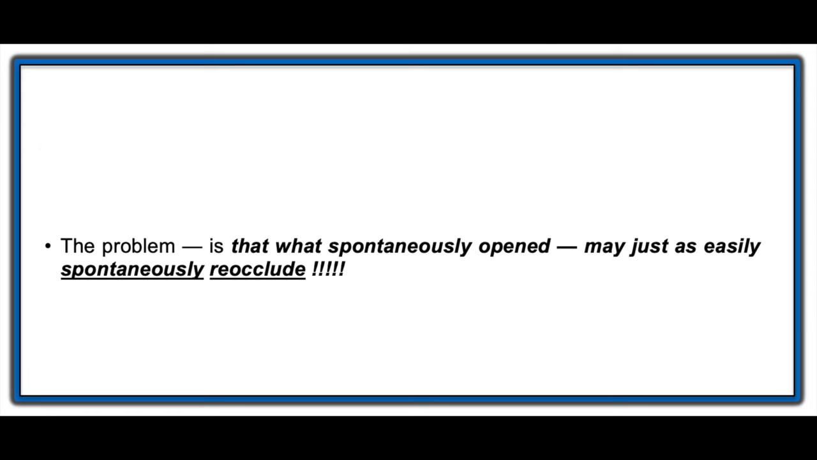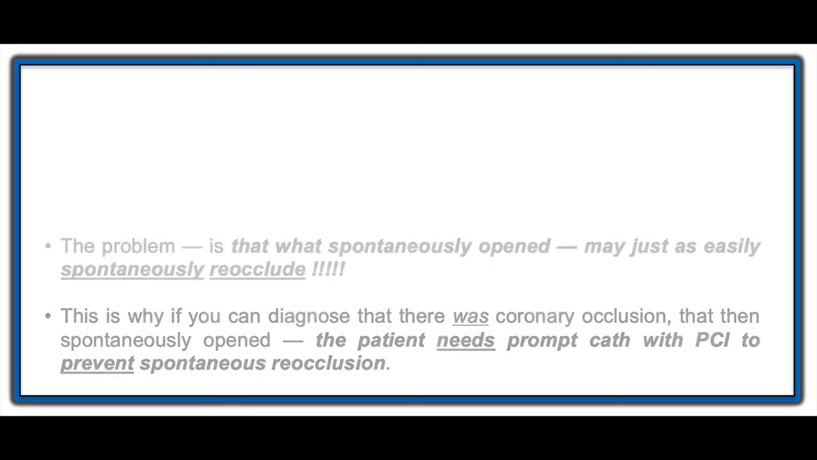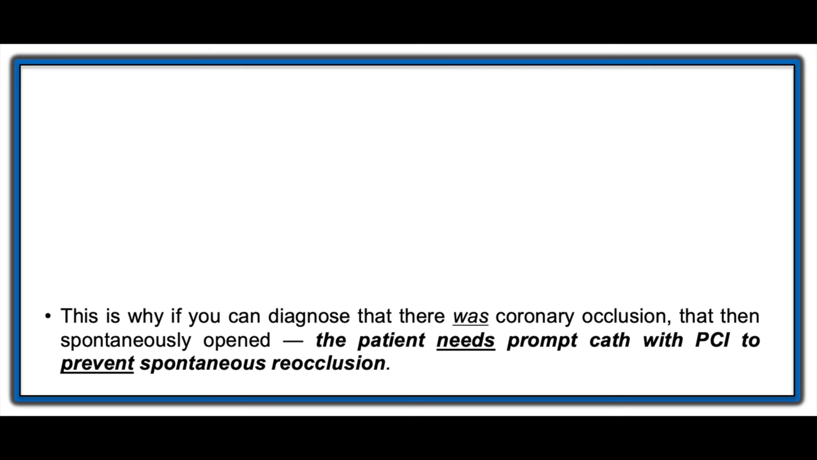The problem is that what spontaneously opened may just as easily spontaneously reocclude. So this is why if you can diagnose that there was acute coronary occlusion, that there was an OMI that then spontaneously opened, that patient, even though they feel better, even though the ECG may now be pseudo-normalized, they need a prompt cath with PCI or some other intervention to prevent spontaneous reocclusion.